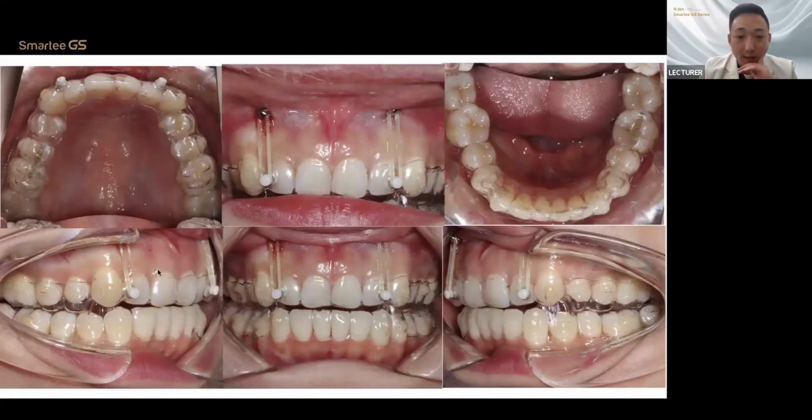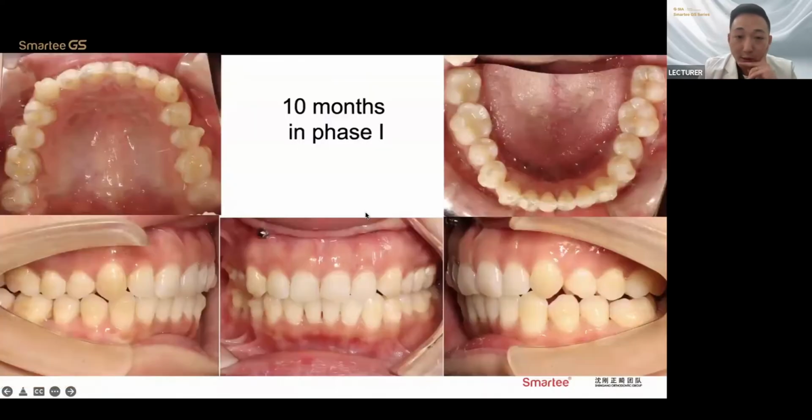Okay, and then for this case I put 2 small mini screws here to emphasize the intrusion of the incisors. And 10 months later, at the end of phase 1, you can see after the intrusion succeeded, the open bite problem of the posteriors is gone. Okay, so at this time, the task for phase 2 is much easier for us.